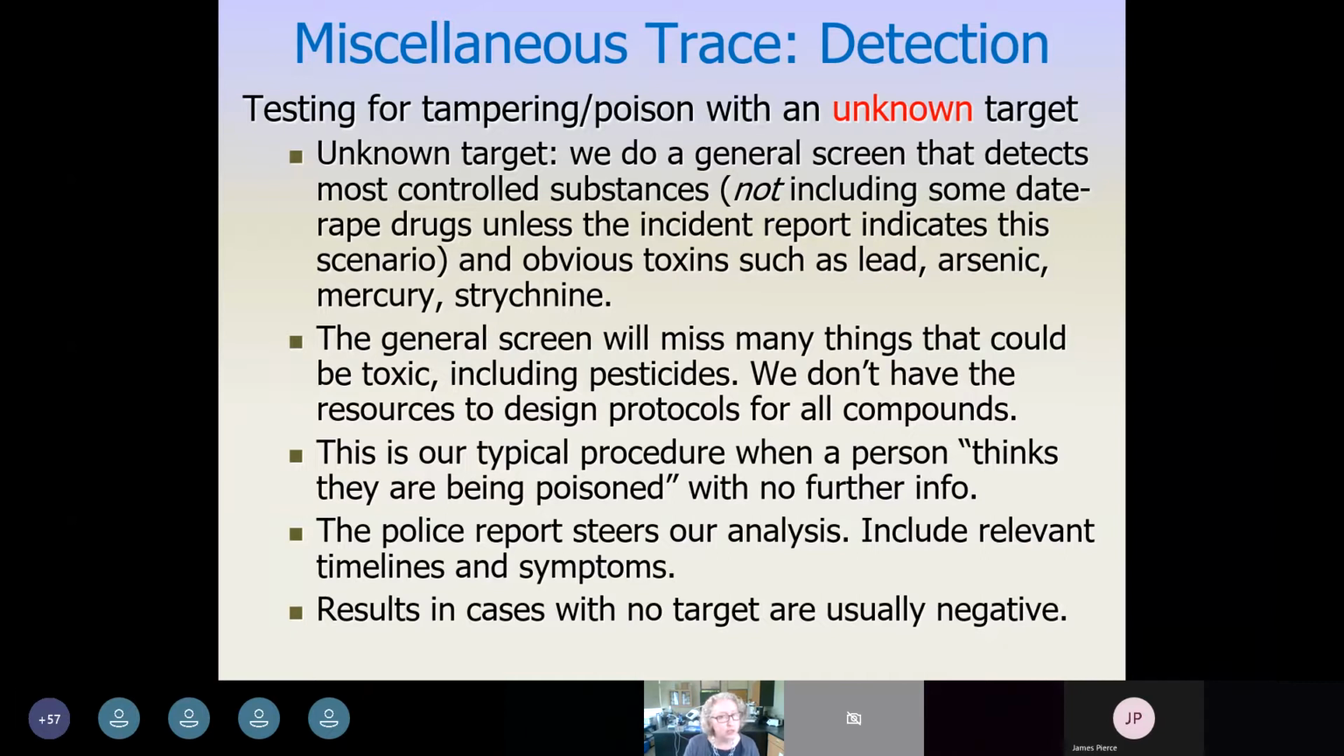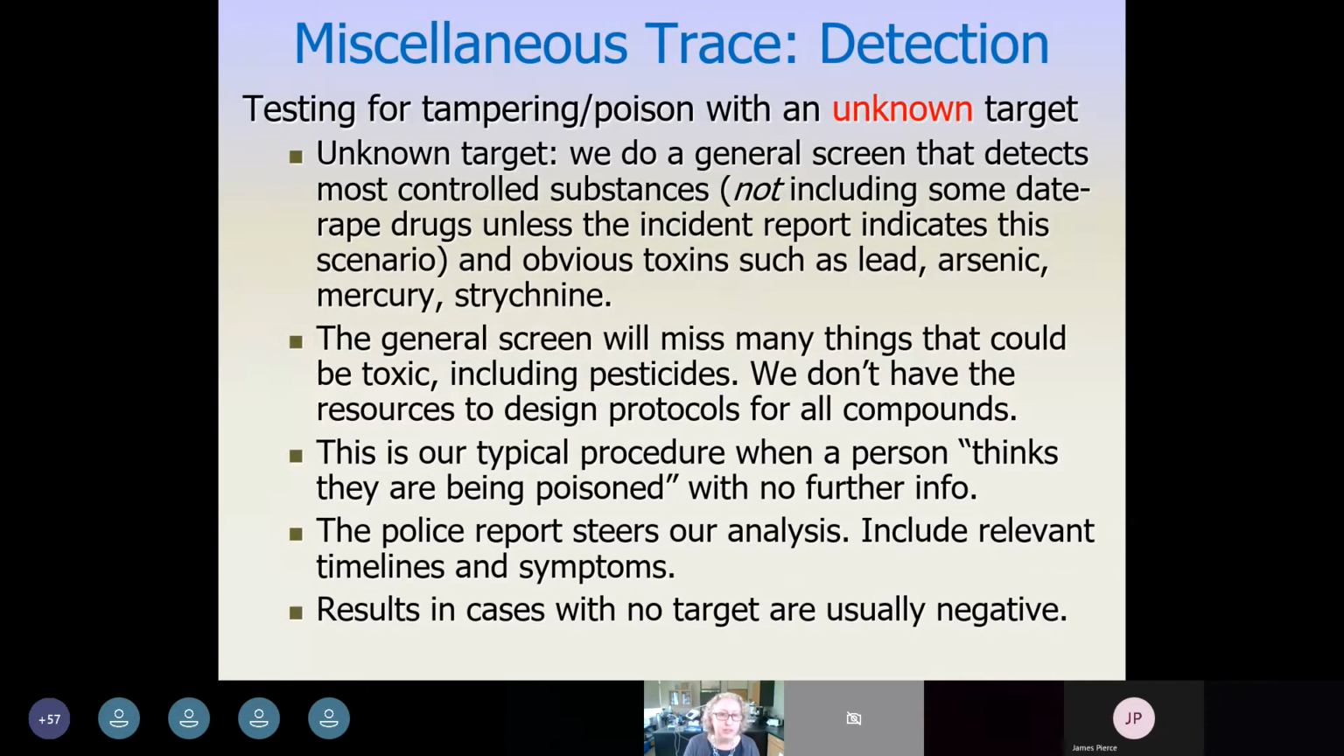So we don't want to discourage you from submitting those if you think it is important to do. But please know that the screen that we do, if we don't have a target from you, is going to be general, and it would miss a lot of things that could be used as poisoning agents.